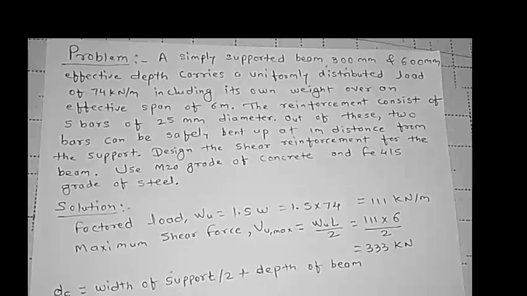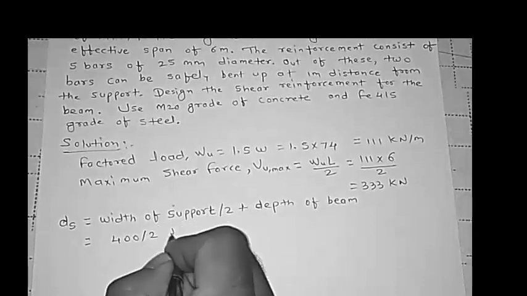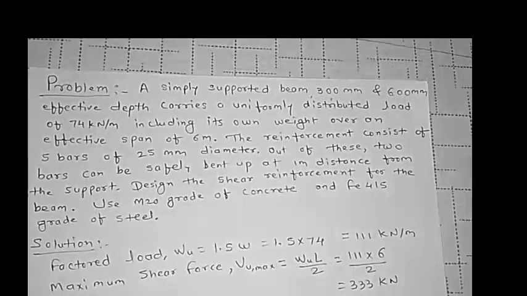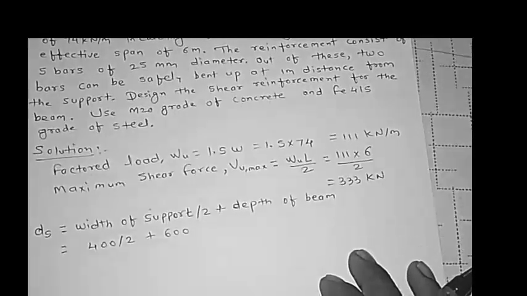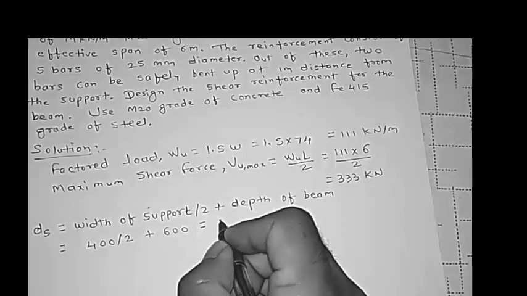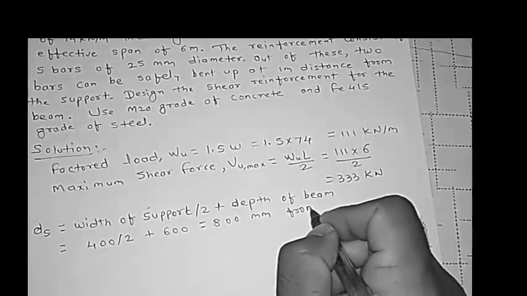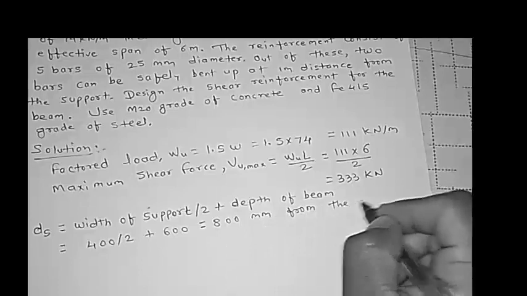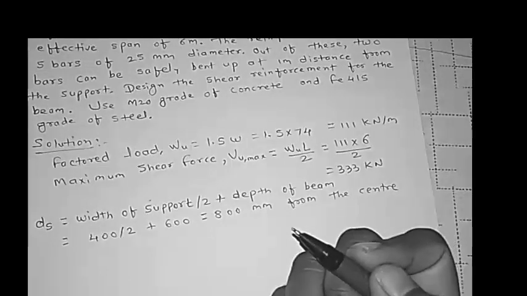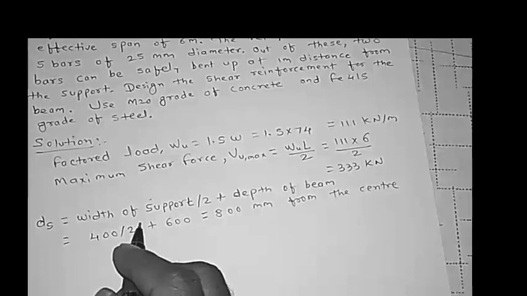So width of support, let us assume it is 400. So 400 divided by 2 plus depth of the beam, 600 mm, which is given in the problem, is almost 800 mm. Now this is from the center, you can say. So ds is the critical section depth. Now we can calculate the design shear.